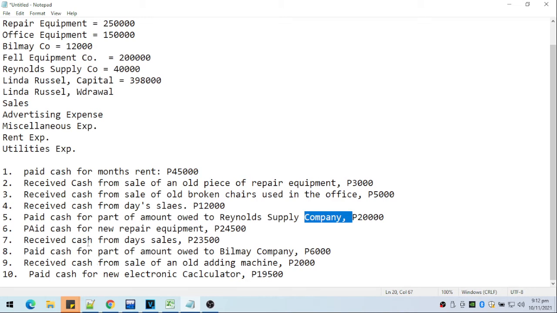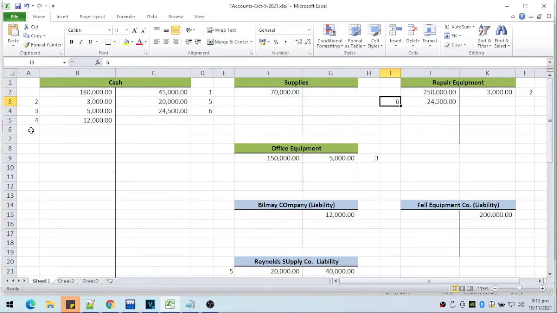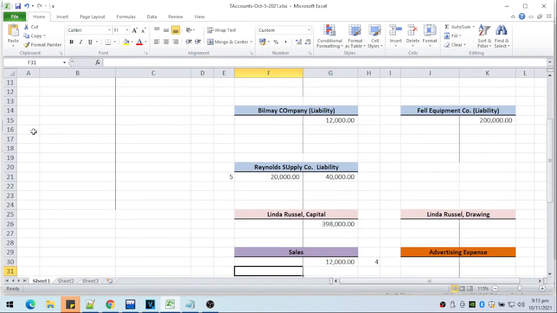Then number 7. So we receive cash from the day sales. So if we receive cash, what are the accounts affected? We have cash and sales. So we receive cash, cash will increase. So that means you have to debit cash, and that will increase our sales. So you have to credit sales, amounting to 23,500. So to increase cash, we have to place that on the debit side or left side. So 23,500. And we're going to increase sales, so we have to credit sales, amounting to 23,500. So that's transaction number 7.